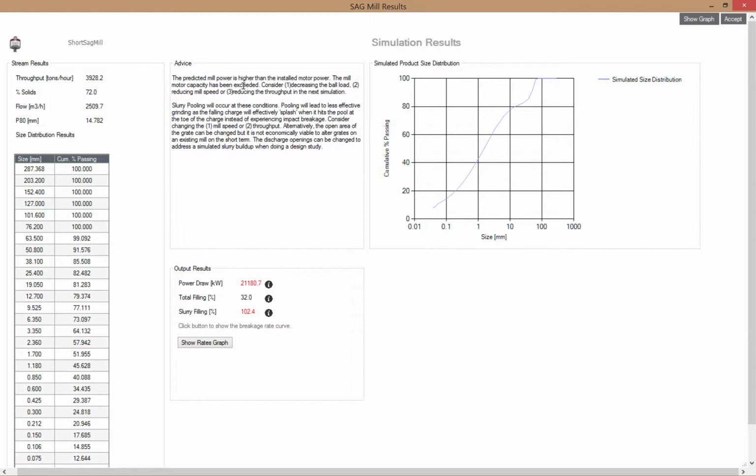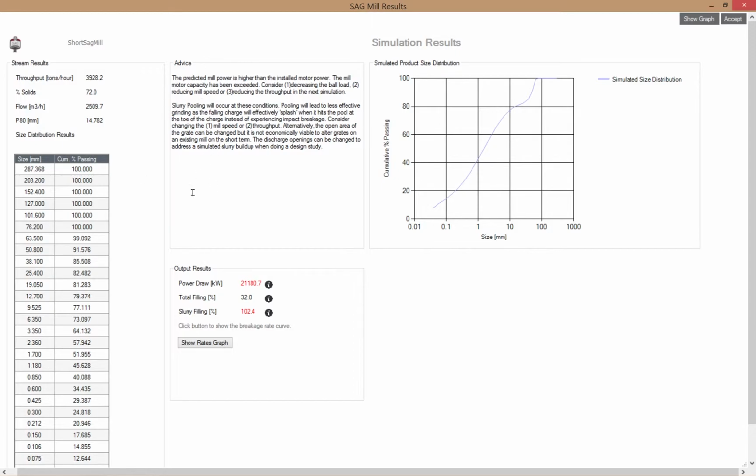So the software gives us advice on how we can deal with this problem. We can consider decreasing the ball load, reducing the mill speed, or reducing the throughput in the next simulation. On your plant, if you experience this type of issue, the throughput would have reduced automatically as a result of your control system controlling the load.